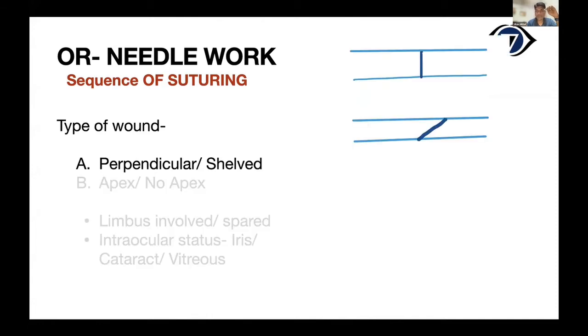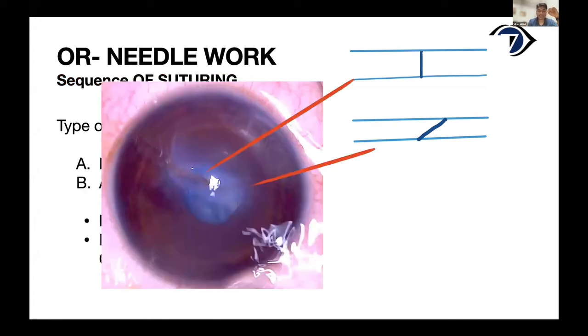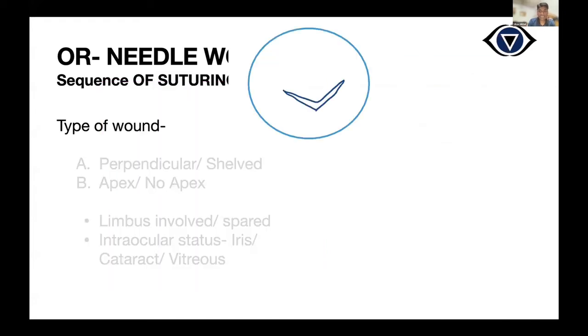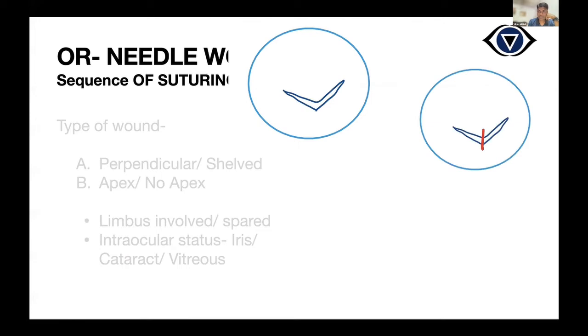If it's a perpendicular wound, that part of the area will be sutured first. Suppose one part is perpendicular and one part is shelved. You are going to take the first suture in the area where there's a perpendicular cut. For example, in the center, if this is perpendicular, you will take this suture first, and below, if this is shelved, you will take this suture later. The apex will be sutured first. So the first suture will be at the apex, and next will be on the margins, the edges.